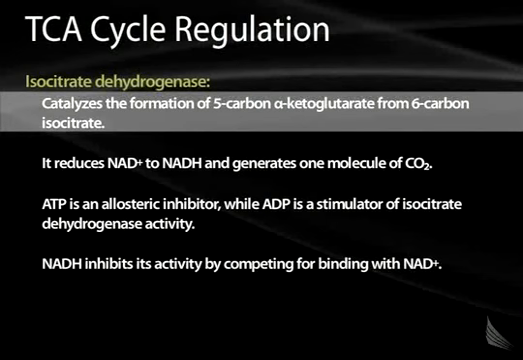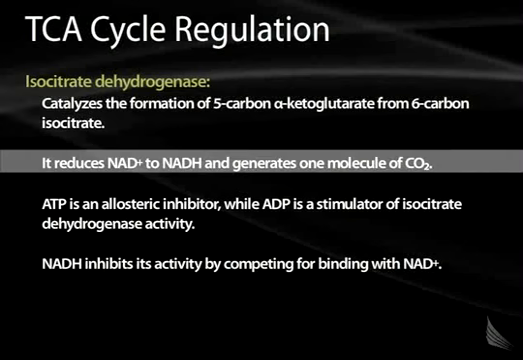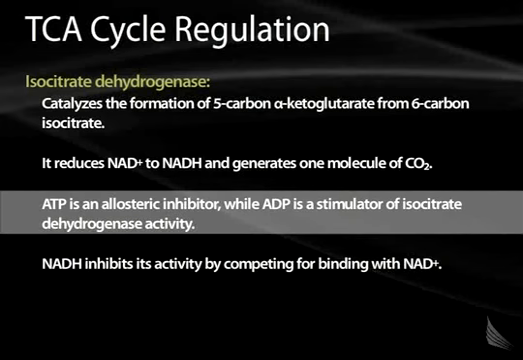Isocitrate dehydrogenase catalyzes the formation of the 5-carbon alpha-ketoglutarate from the 6-carbon molecule isocitrate. It also reduces NAD plus to NADH and generates one of the molecules of CO2 that are produced by the TCA cycle. ATP is also an allosteric inhibitor of this, so that when energy levels are high, the TCA cycle is relatively inhibited. ADP, on the other hand, is a stimulator of isocitrate dehydrogenase activity, such that when ATP levels are low, when the energy balance is negative, we stimulate the TCA cycle.